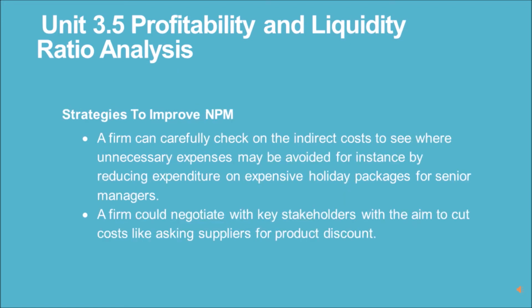Strategies to improve NPM. A firm can carefully check on the indirect costs to see where unnecessary expenses may be avoided, for instance by reducing expenditure on expensive holiday packages for senior managers. A firm could negotiate with key stakeholders with the aim to cut costs, like asking suppliers for product discount.